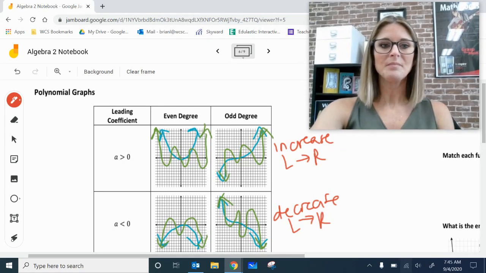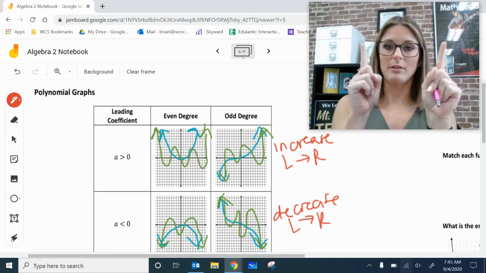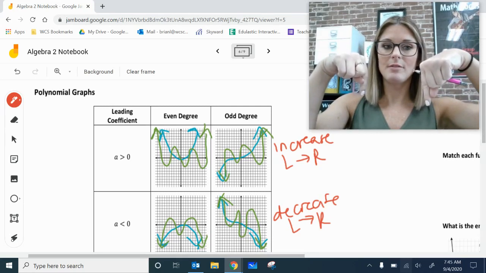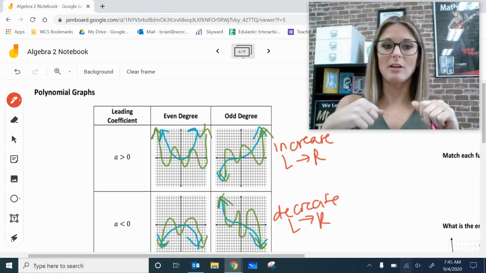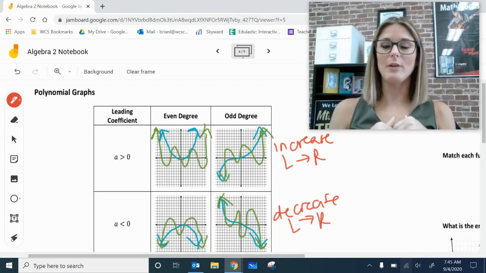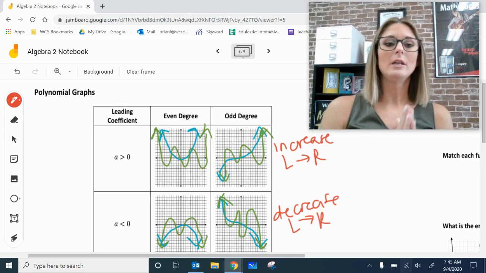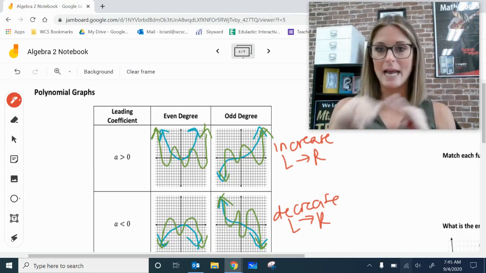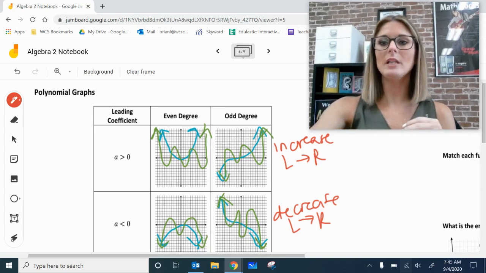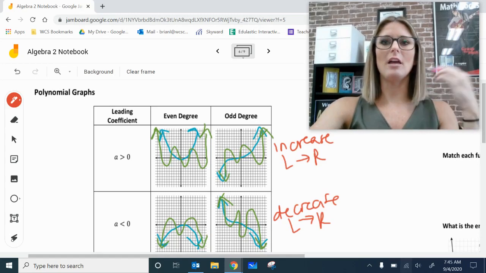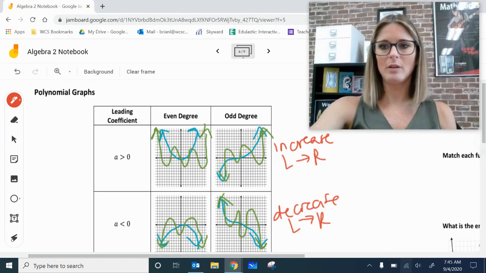Okay? So, recap. If A is greater than 0, even degree, both arrows are up. If it was negative but even, both arrows are down. If the leading coefficient is positive but odd degree, it goes opposite directions, but it's going to go up from left to right, like a positive slope. And then if A is negative but it's odd degree, it's going to go down left to right. And there might be extra humps and bumps along the way. That's just like if your other terms make that happen. You'll see.